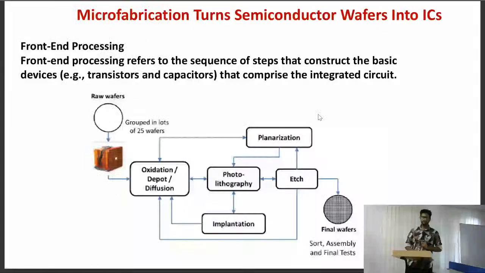I will teach you one by one with the raw material, not a whole processing unit. It's a simple transistor and capacitor. We take a raw material such as silicon, grouped into lots of 25 wafers. It goes to oxidation, deposition, and diffusion. Oxidation is nothing but the silicon being exposed to air or oxygen, and then a chemical reaction happens. An oxide layer appears on the surface of the silicon. Once it's done, we deposit another layer of photoresist.